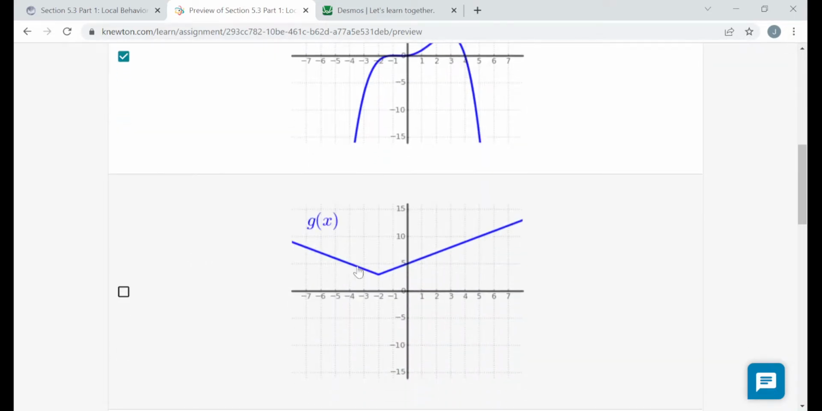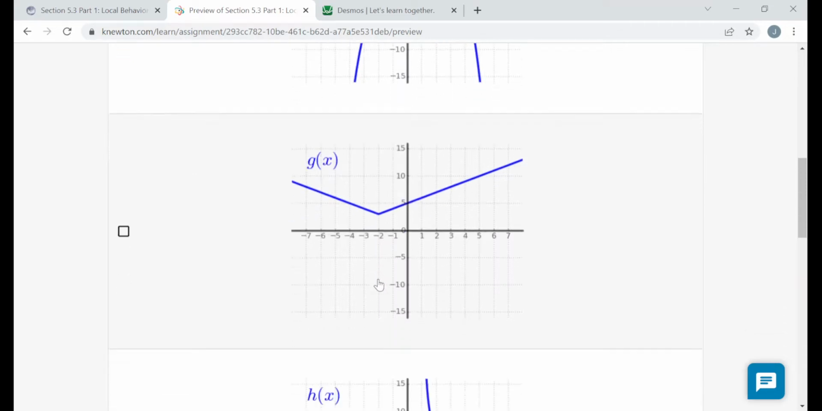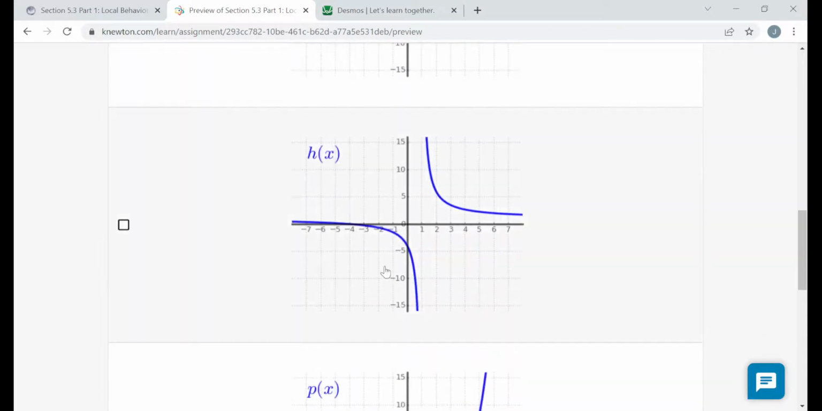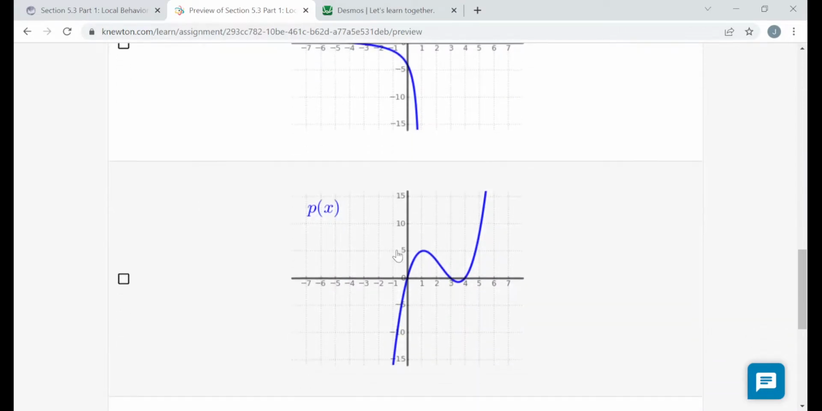This one is continuous, right? There are no holes in it, no breaks, but it's not smooth. You see this pointy place here, this pointy turn. So this is not going to be the graph of a polynomial function. This isn't continuous, right? At x equals 1, there's a vertical asymptote. The graph has a break in it, so definitely not the graph of a polynomial function.